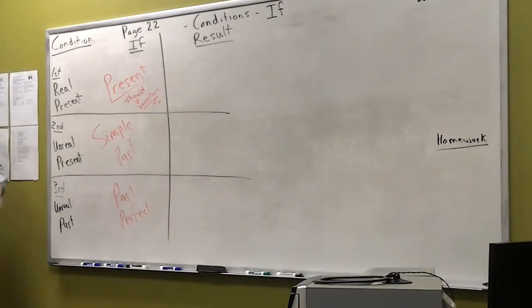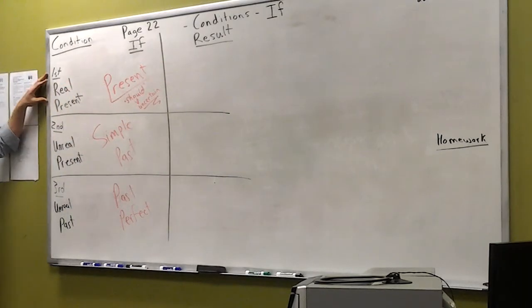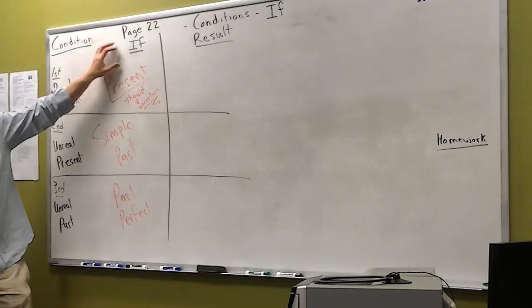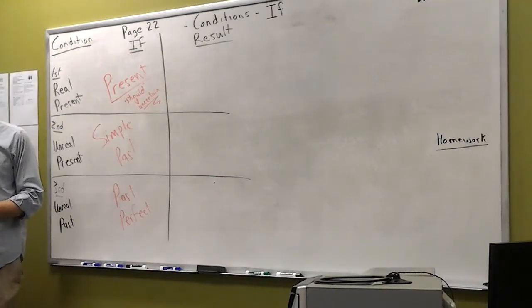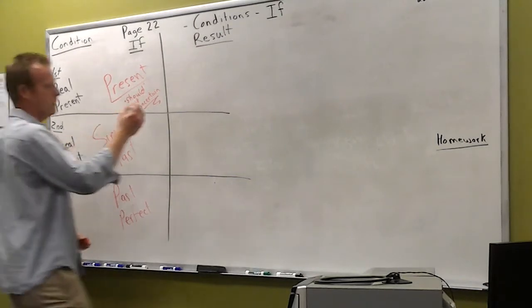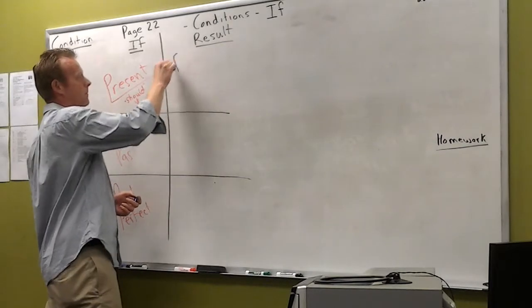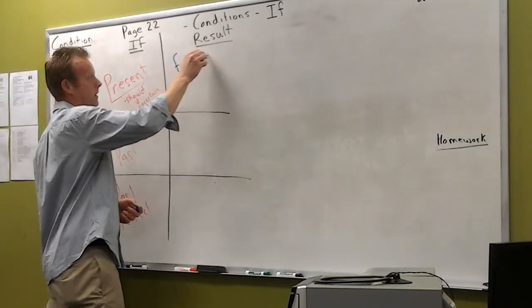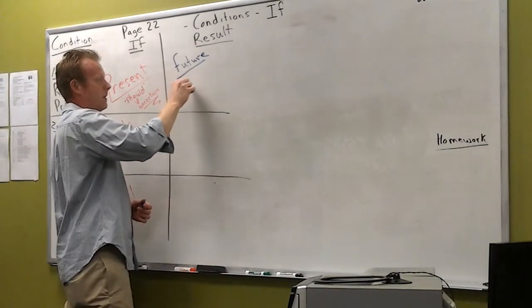Now, let's jump over to the result clause. So in a first class condition, it's real, it's in the present. We're talking about right now, it's a real situation. Present in the if clause. In the result clause, I got some options. What are the two most common tenses? Future. Good. What else? Present. Future and present.